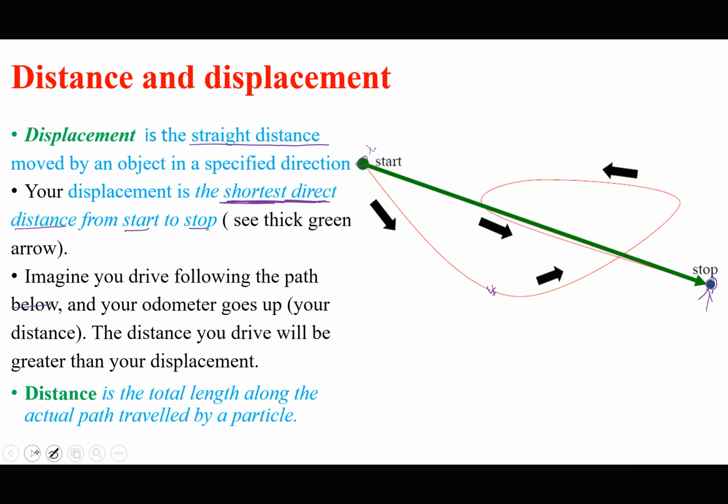Of course, on the other hand, we also know that distance is a scalar quantity and displacement is a vector quantity. So distance is the total length of the actual path followed by or traveled by the object. The displacement is the straight line distance moved by an object in a specified direction. The shortest direct distance from the starting point to the final point, that is displacement.